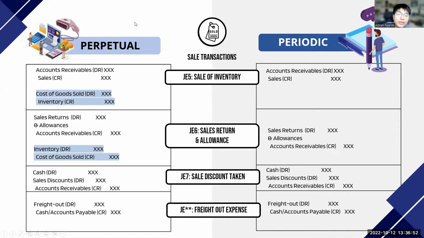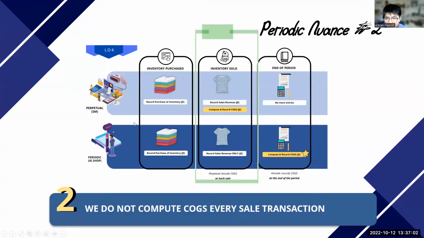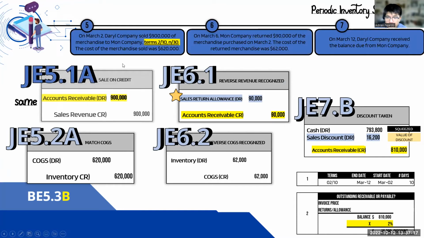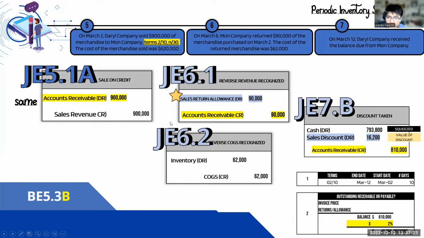Therefore, the only difference between sales transactions sa perpetual and periodic is that wala tong dalawang additional entries for sales of inventory and sales of return and allowance. And this is again because perpetual records COGS every time an inventory is sold, while periodic computes at the end of the period. So now, let's turn this into periodic, right? So, madali lang. For this, same to, pero tatanggalin natin si COGS.